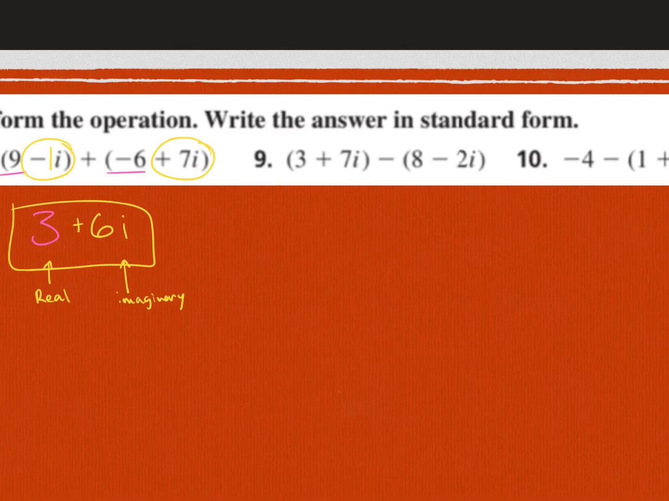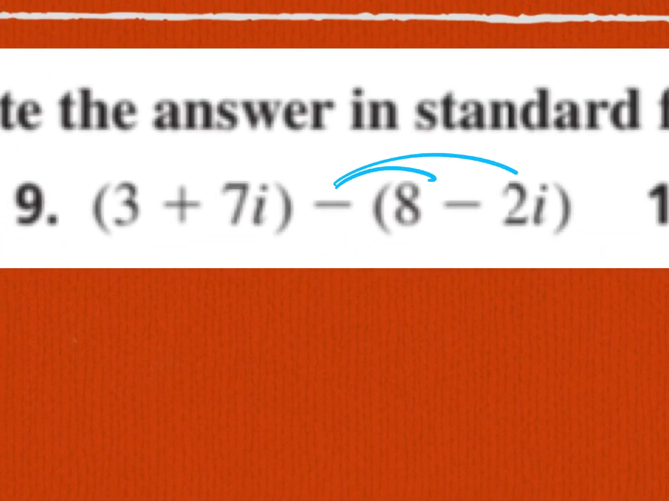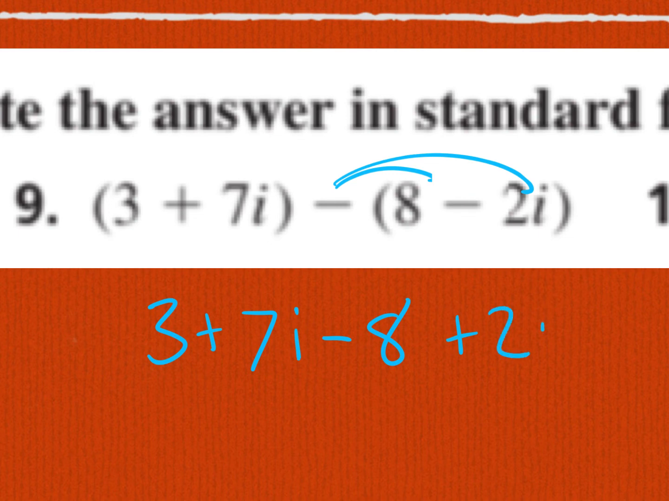What do I need to do first to solve for 9? Awesome. We want to distribute the negative first. So that gets distributed to both things after. The first parenthesis stays the same, so 3 plus 7i. And it becomes minus 8. And what's negative times negative 2i? Positive 2i. Perfect.